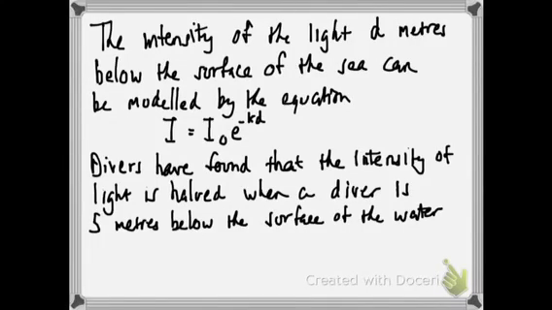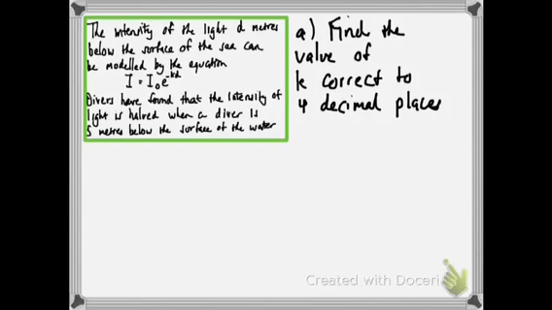The intensity of light d meters below the surface of the sea can be modeled by the equation I equals I naught e to the minus kd. Divers found the intensity of light is halved when a diver is 5 meters below the surface of the water. Find the value of k to 4 decimal places.